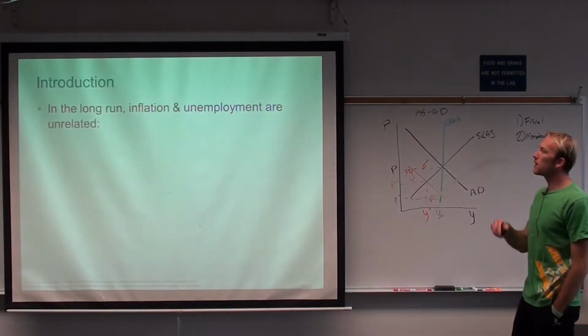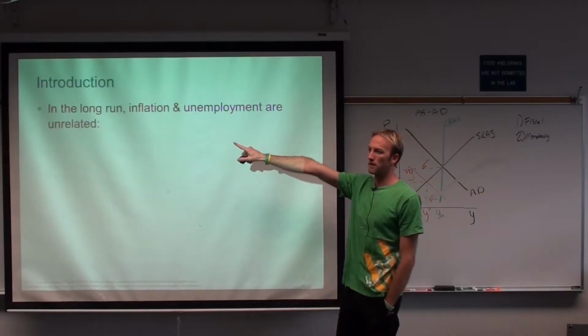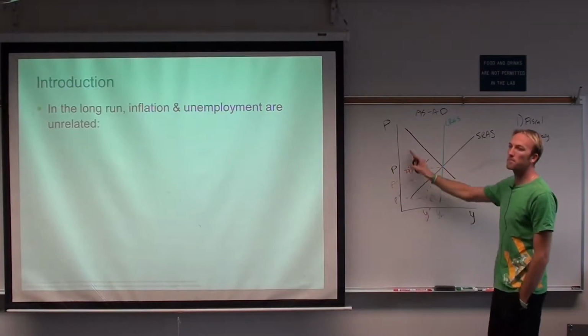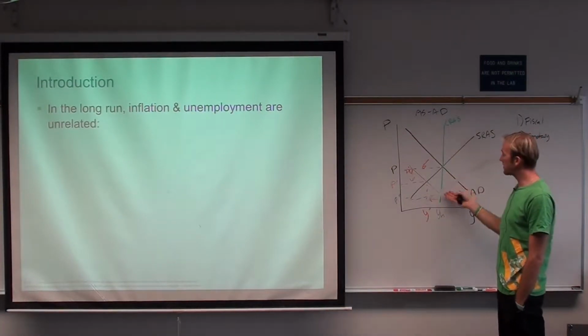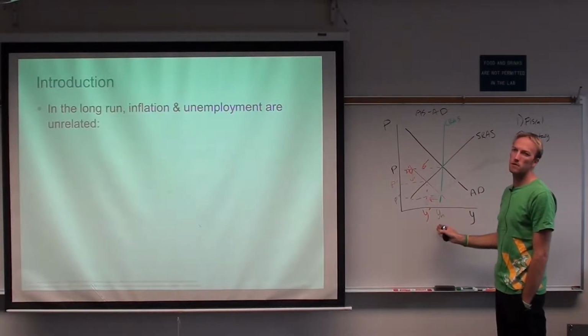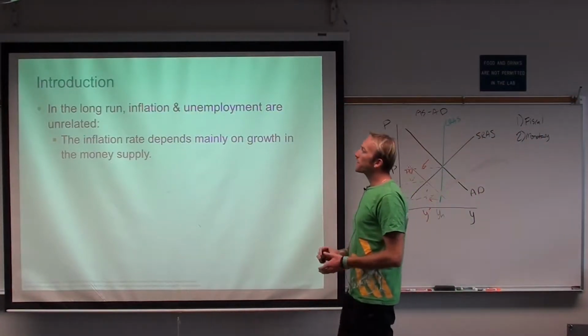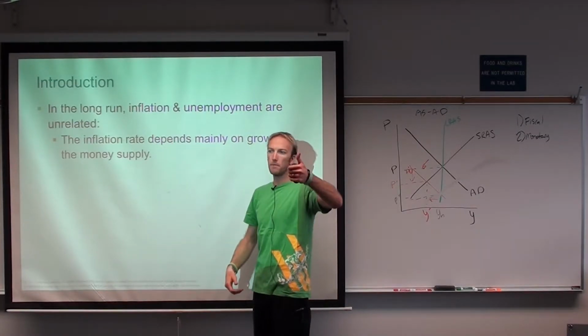All right. So in the long run, inflation and unemployment are unrelated, right? We just determined that. If I push the AD curve up and I make prices go up, i.e. I make inflation, it doesn't matter because we're always going to be back at YN, which means we're going to be back at the natural rate of unemployment, right? So why is that? Well, inflation is what kind of variable? Nominal or real?